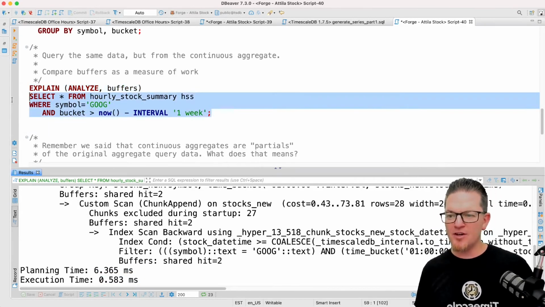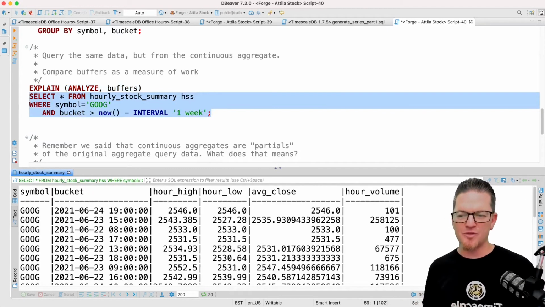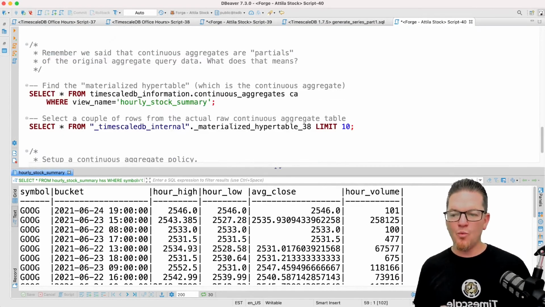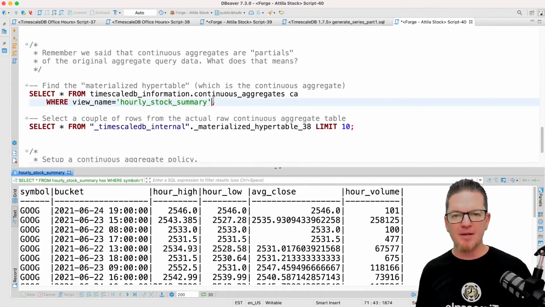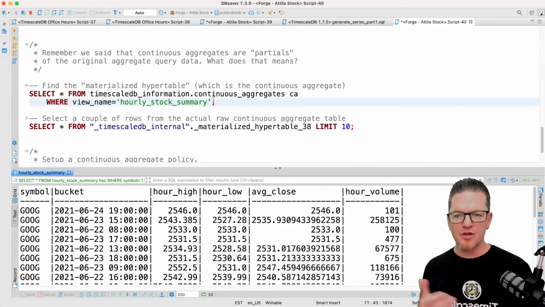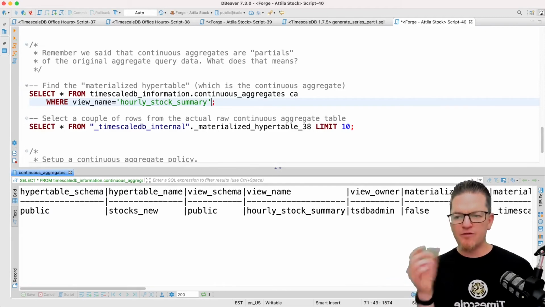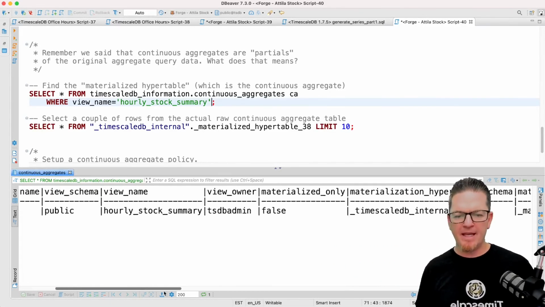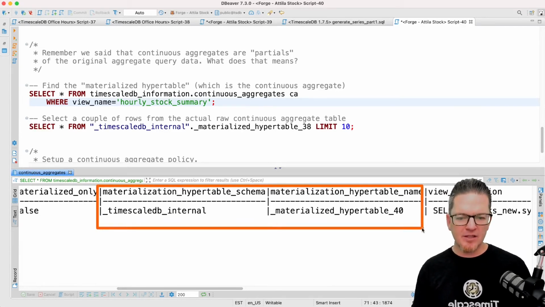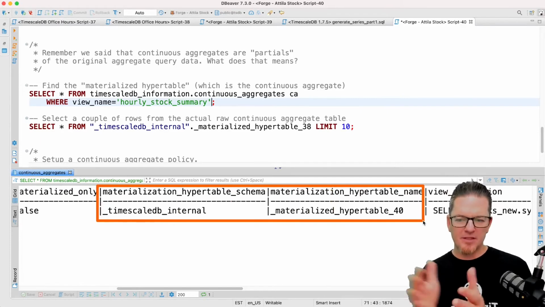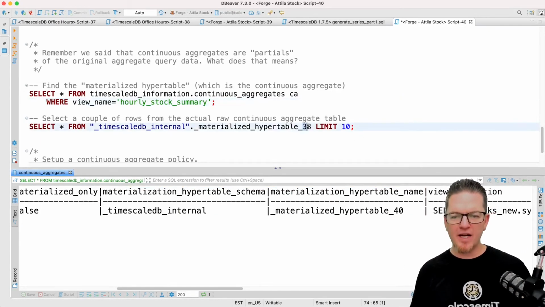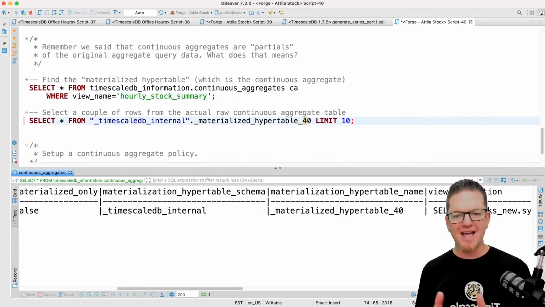And just to show you that we get the result, I should show you that. So there's our actual result, bucketed over time for the last week. Now, one thing that a lot of people don't know is what's actually happening under the covers, and that's what I want to show you. So I'm going to query one of our informational views called continuous aggregates, and I'm looking for this specific continuous aggregate, and I can see that it is actually stored in a materialized hypertable named materialized hypertable 40. And so I can directly query that hypertable just to show you what's actually stored.